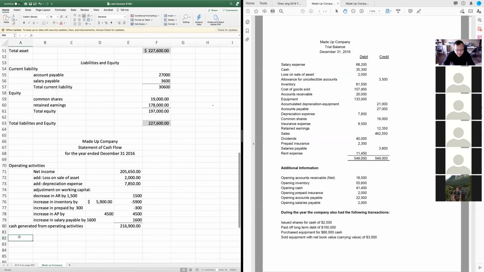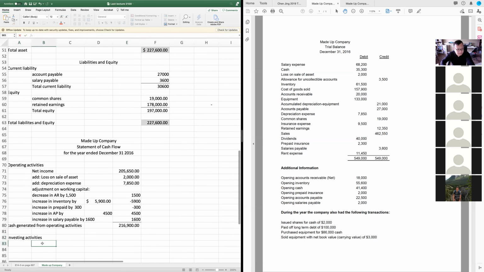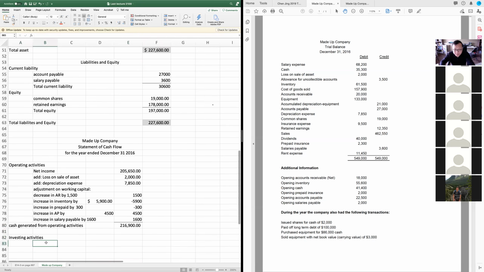Okay, investing activity. What is the investing activity? It's about long-term assets, right? So in this case, you purchase equipment for 86,000. Do you use money or collect money? Use cash or collect cash? We used cash, so minus 86,000.